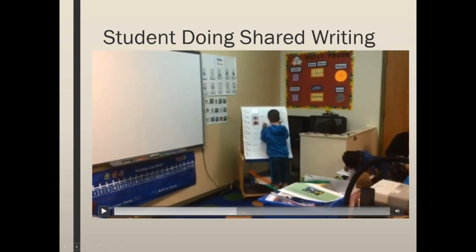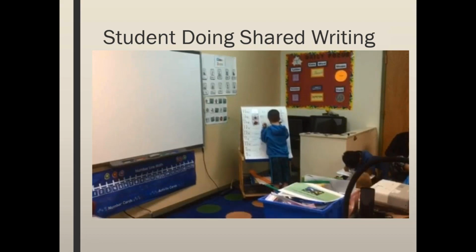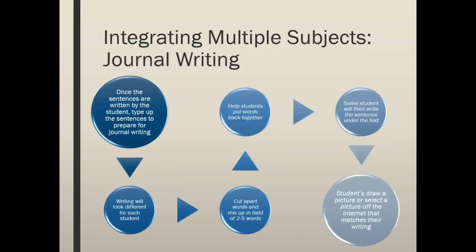So I'm going to go ahead and pause it there because you can see Connor is up at the board there. He's writing his sentence. He's going to write his name there. All the other students are going around and writing what he wrote. So then what you're going to do is take those sentences and integrate it into journal writing. So once they're all written, you're going to type them up and prepare them for their journals.